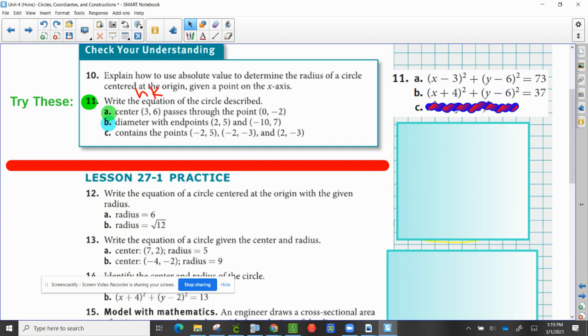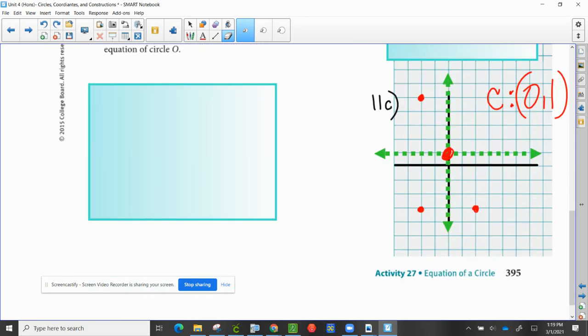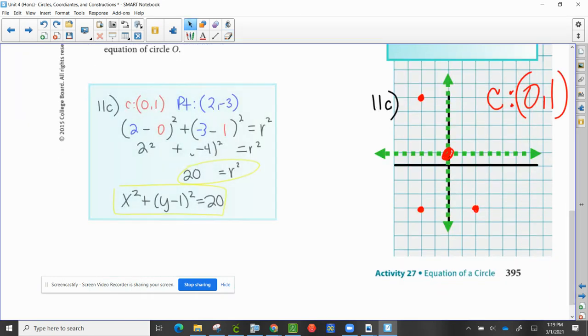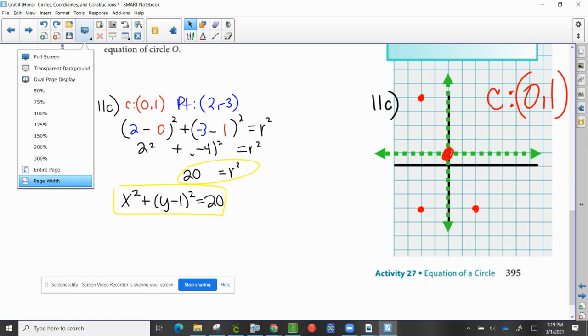So I finished 11C. Okay, here's what I got. Now, if you put x minus 0 squared, you're not technically wrong. You just don't need to do all that. Okay, but let me show you my work. So I picked the point (2, -3). It's just the one I liked. So I substituted everything in and got that r squared was 20. So there's my equation.